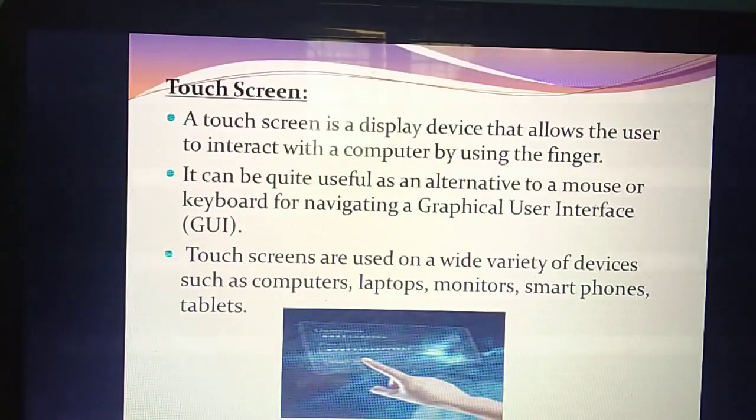It allows the user to interact with a computer or mobile phone. Which part are you using for this touch screen? Your finger. The finger is the major part used with the touch screen, isn't it? So the touch screen is a display device. You interact with a mobile phone, computer, laptop or anything using which one? Finger. It allows the user to interact with the computer using your finger.